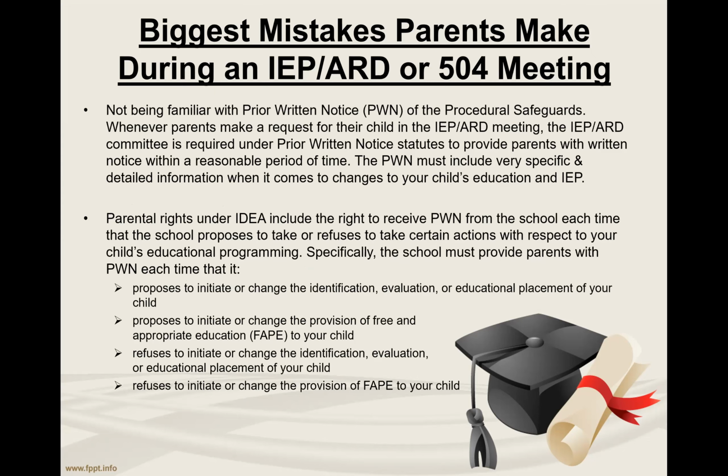Other biggest mistakes made by parents in IEP, ARD and 504 meetings, and this one particularly relates to IEPs, is not being familiar with the prior written notice. When parents make a request for a child in an IEP, the IEP or ARD meeting is committed to documenting that in the prior written notice. The prior written notice must include very specific and detailed information when it comes to changes to your child's IEP. Remember, the prior written notice is what you will get after an IEP or ARD meeting that talks about the changes that are going to take place before the IEP is implemented.